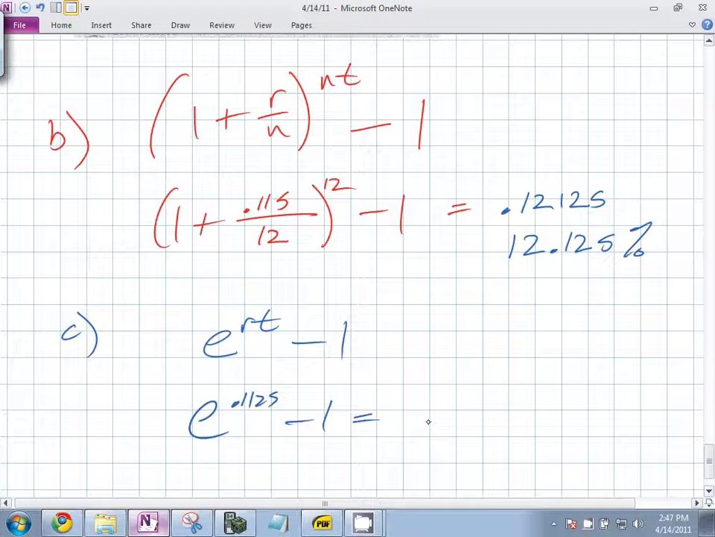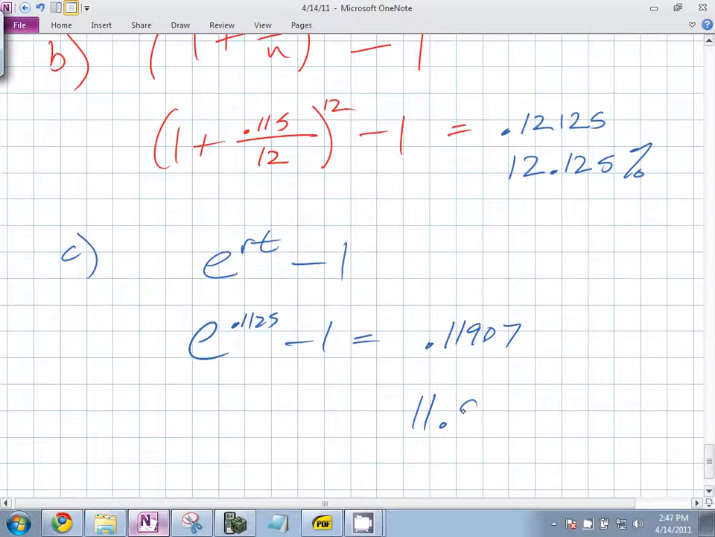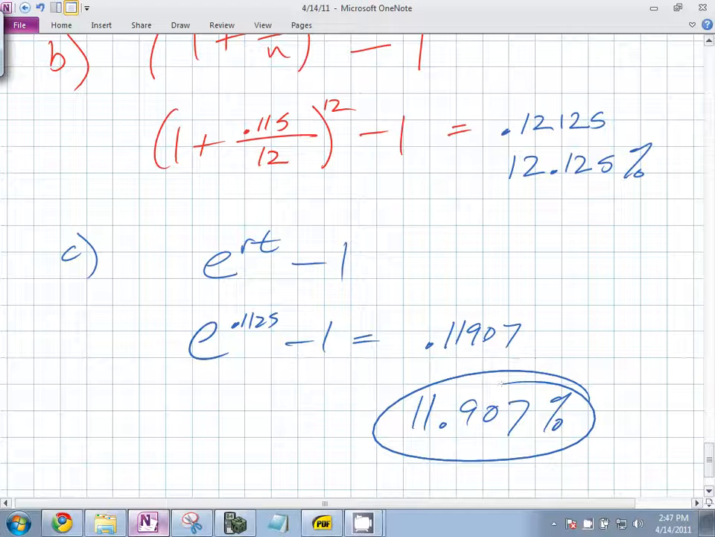0.11 something? 0.119072225. So what do you end up with? That means it's 11.907%. So which one is the best deal for you? C, because you want to minimize what your payments are.